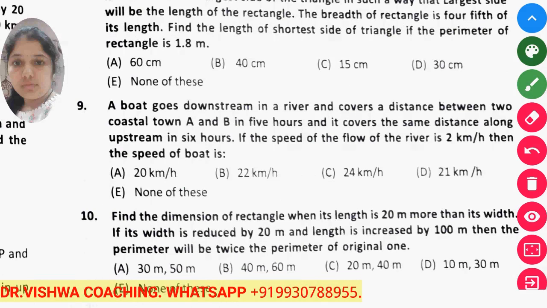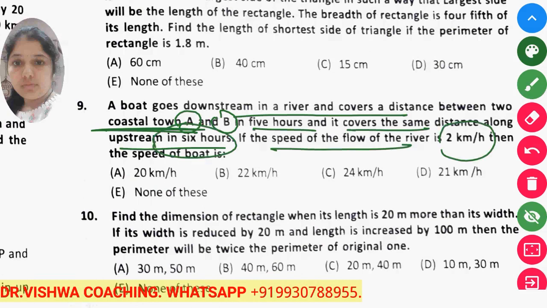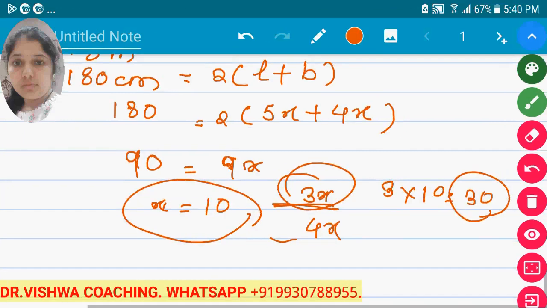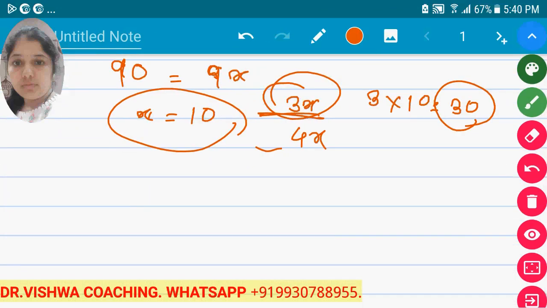One boat is going downstream in a river and covers the distance between two coastal towns A and B in 5 hours. It covers the same distance along the upstream in 6 hours. If the speed of the flow of the river is 2 km per hour, then the speed of the boat is asked. Now see, we had seen such a sum in the practice exercise also. Now see what is given to us, we will first write.